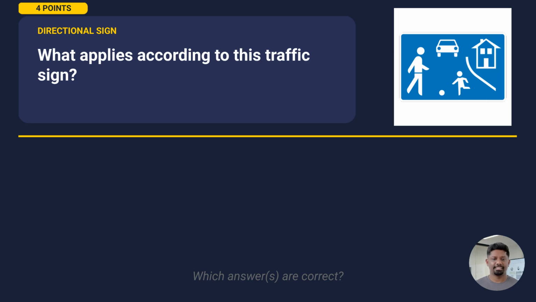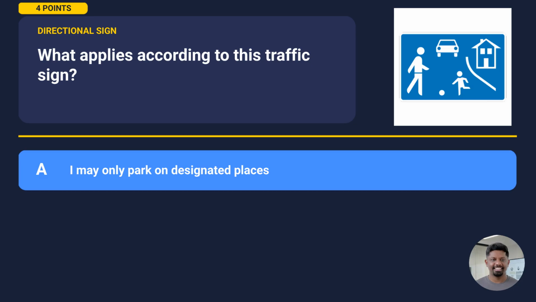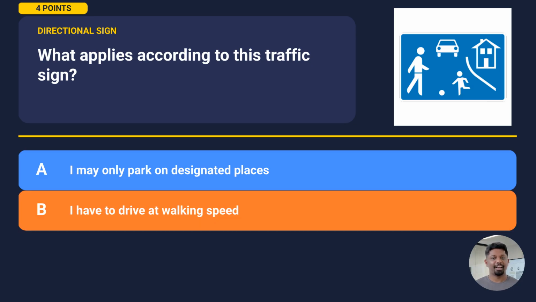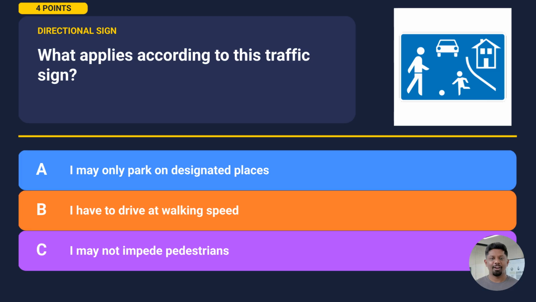Let's see what we've got next. What applies according to this traffic sign? Take a moment to look at the options. Option A. I may only park on designated places. Option B. I have to drive at walking speed. Option C. I may not impede pedestrians.